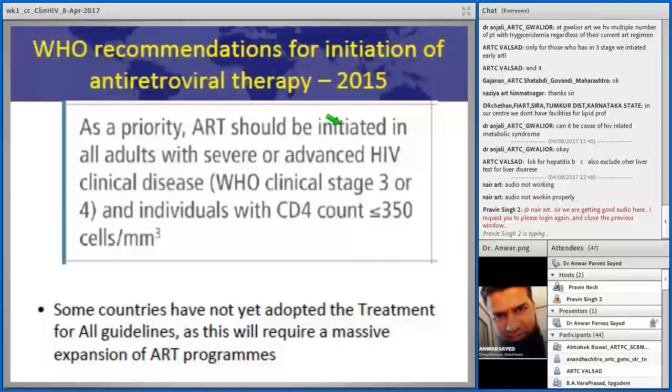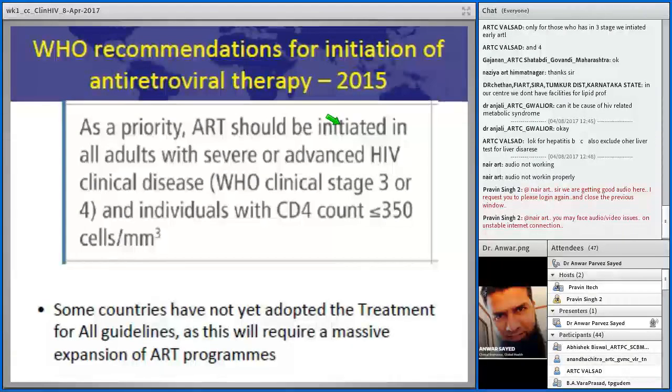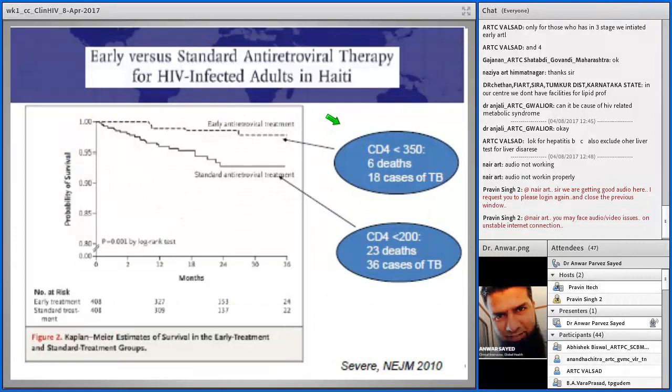WHO recommendations for ART initiation. Now you are all aware that there is increasing evidence that if you start ART early in the phase of disease, it is helpful for many reasons. It is helpful not only for that particular person, but also for the community as such, to reduce the transmission of HIV to others. So at present, the general guidelines of WHO and other international guidelines are to start ART at any CD4 count, that is irrespective of CD4 count.